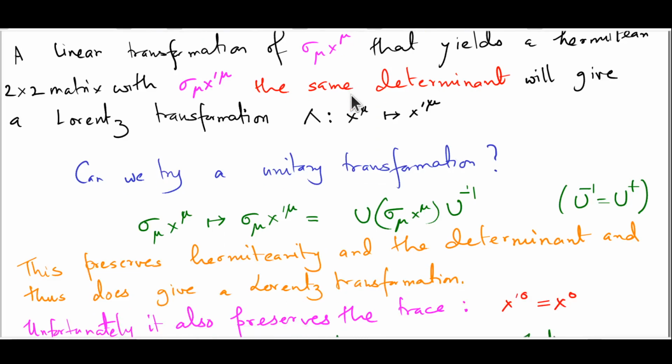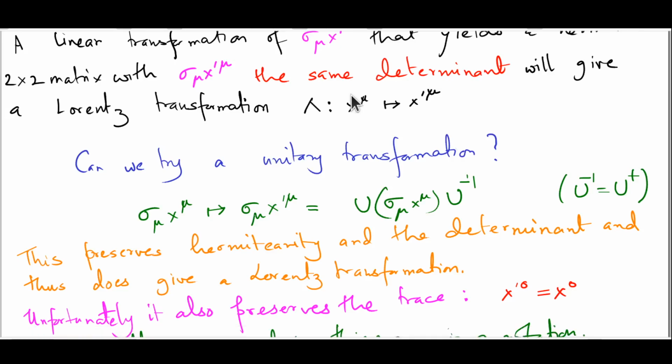Now we can always try the same trick that we did a while ago with SO3. Can we try a unitary transformation? That is, sigma mu x mu goes over to sigma mu x prime mu, which is given by u sigma mu x mu u inverse, where u inverse is u dagger. U is a unitary matrix. This looks very promising at first because, as we have already seen, this preserves Hermitianity, and the determinant stays the same because, of course, the determinant stays the same under any similarity transformation. So this has to give a Lorentz transformation transforming x mu to x prime mu.